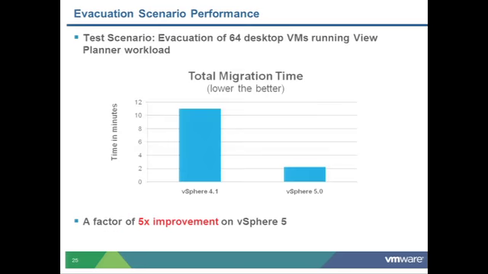Once again, we looked at the performance data for evacuation on both vSphere 4.1 and vSphere 5. And as you can see, we have seen phenomenal improvement in performance. The total time to evacuate all these VMs dropped from about 11 minutes to just about 2 minutes. Many people may not actually believe this data, so I want to show why we made these performance improvements.